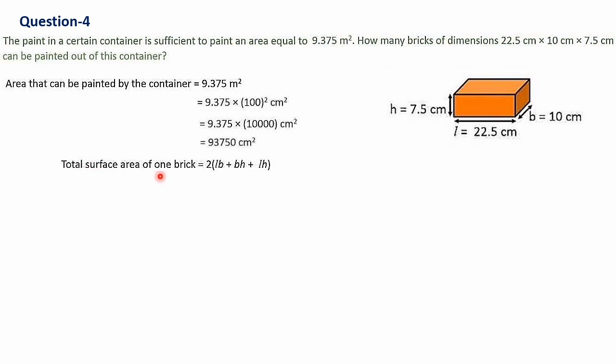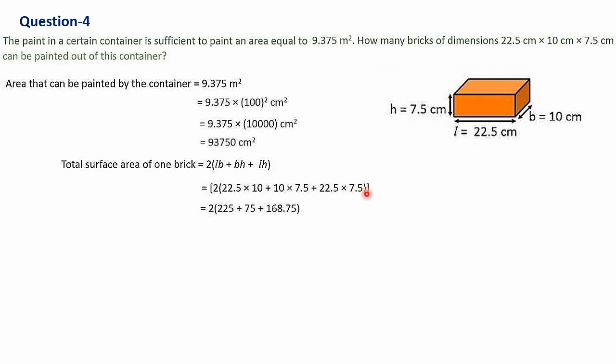Then total surface area of the brick, because this brick only we have to paint, so we have to find out the total surface area. So 2 into LB plus BH plus LH, just substitute it. 2 into 22.5 into 10 plus 10 into 7.5 plus 22.5 into 7.5. As before, just to do the calculation, that is 22.5 into 10, 225, 10 into 7.5, that is 75, 22.5 into 7.5, that is 168.75.